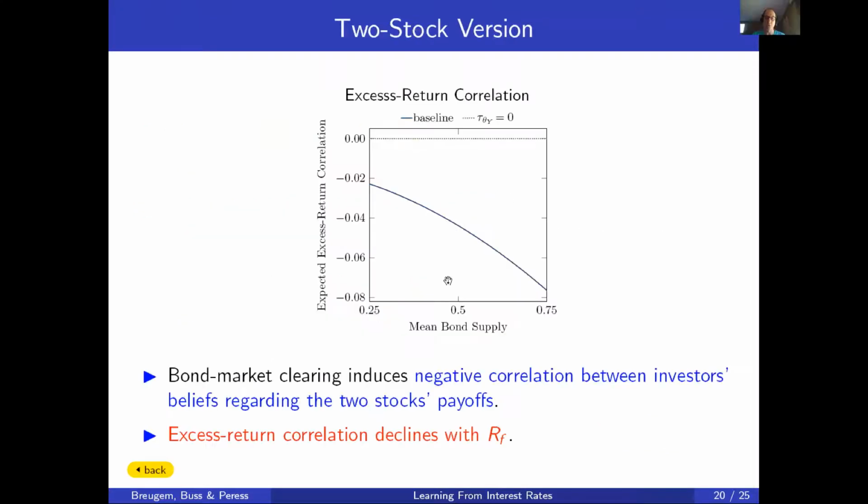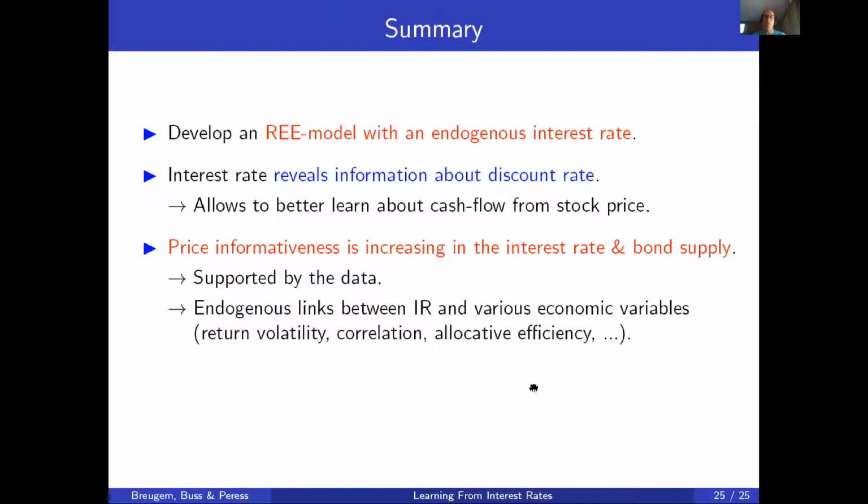Okay, let me conclude here. So we developed a rational expectations model with an endogenous interest rate. We show that interest rates reveal information about the stock supply, which we call discount rate information, which in turn allows investors to extract more information about the stock payoff from stock prices. And a key result is that the informativeness of prices is increasing in the rate of interest, and therefore in the mean bond supply. This prediction is by and large supported in the data, in line with the concerns voiced by market participants.